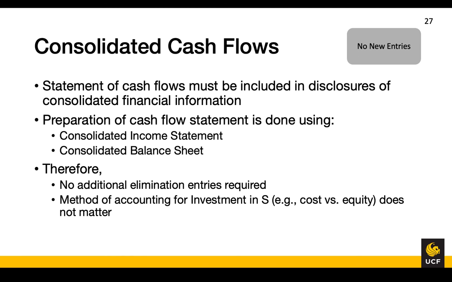Our last loose end is the statement of cash flows. At the beginning of this chapter, I told you we needed to prepare a full set of financial statements, and then promptly proceeded to ignore the statement of cash flows. The preparation of the statement of cash flows is done using information from our consolidated income statement and our consolidated balance sheet. Therefore, no new eliminating entries are required to prepare the statement, and the parent's method of accounting for the investment doesn't matter. For this class, we will not be preparing statements of cash flow, but we should know a few things about them theoretically.